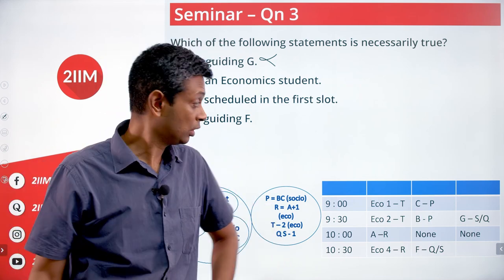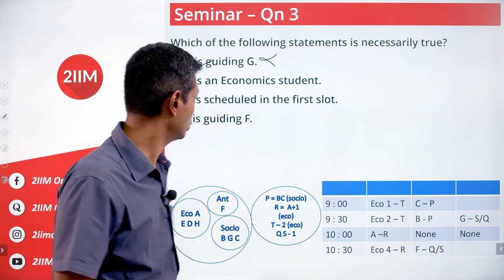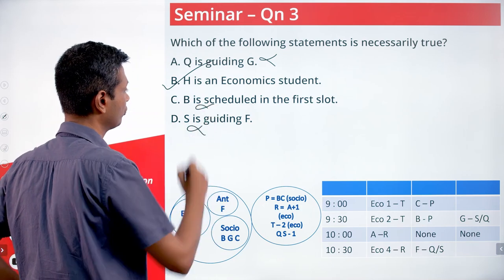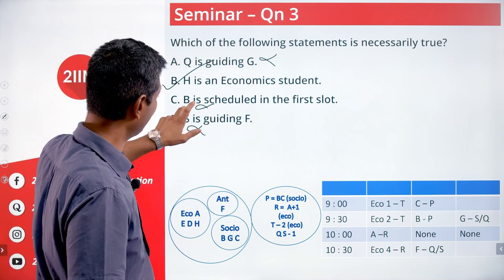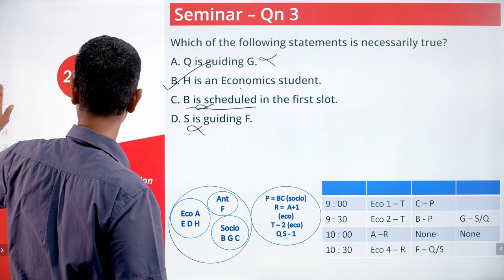Who is guiding G? That we don't know. So not true. Not true. These two are not necessarily true. This one is definitely not true. This is true.